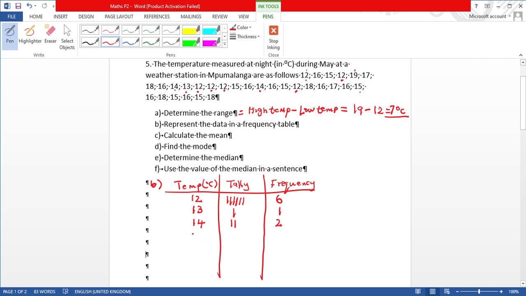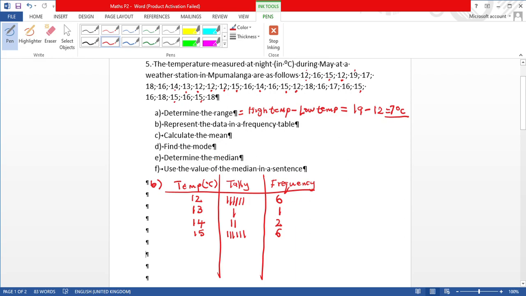Then the next number following after 14 is 15. How many 15s have we got? You've got 1, 2, 3, 4, 5, 6. So it's 6 marks. 1, 2, 3, 4, 5, 6 15s. That's the frequency.